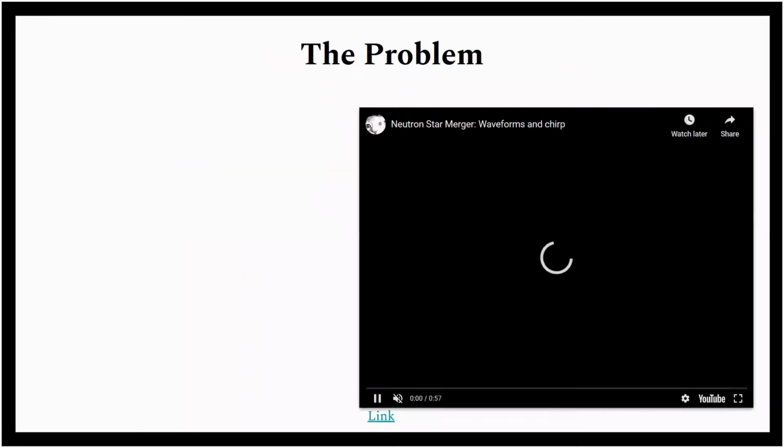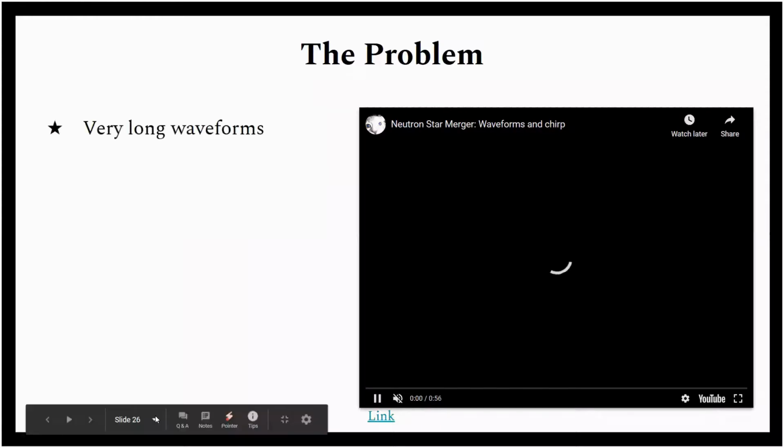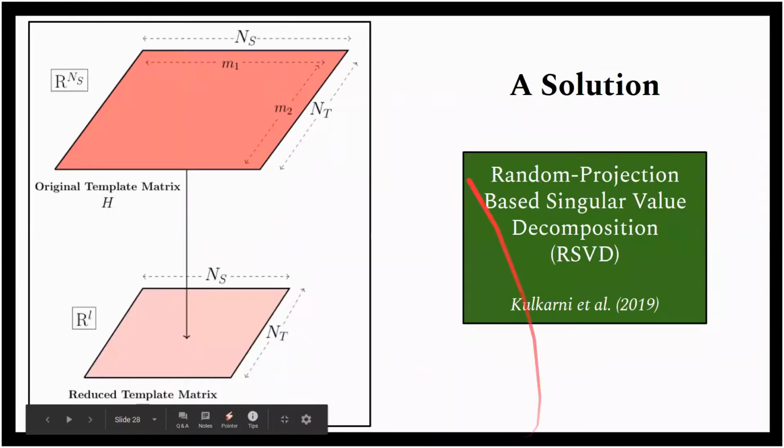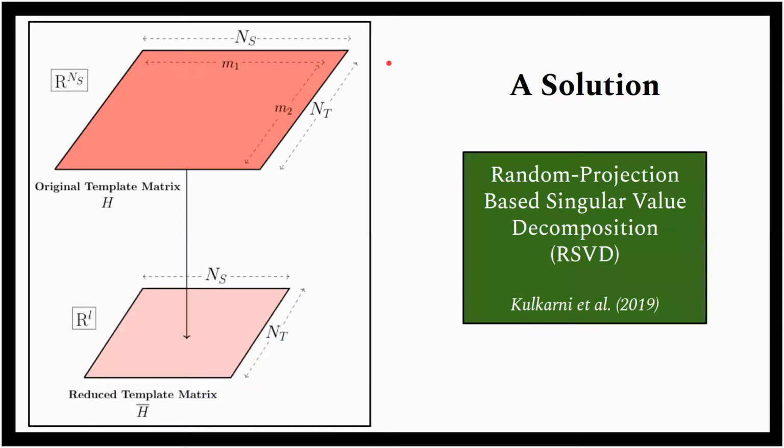So what we were trying to suggest as a solution was something called random projection-based singular value decomposition, or RSVD. The main idea over here, if you look at this figure, is that the one on top is the original template bank, or the template matrix.